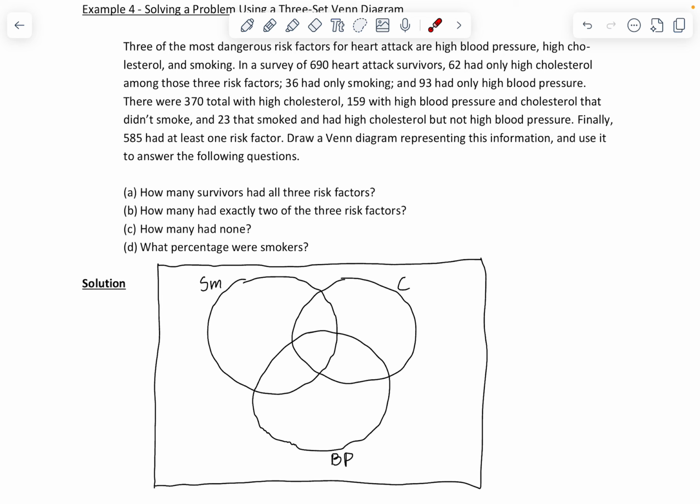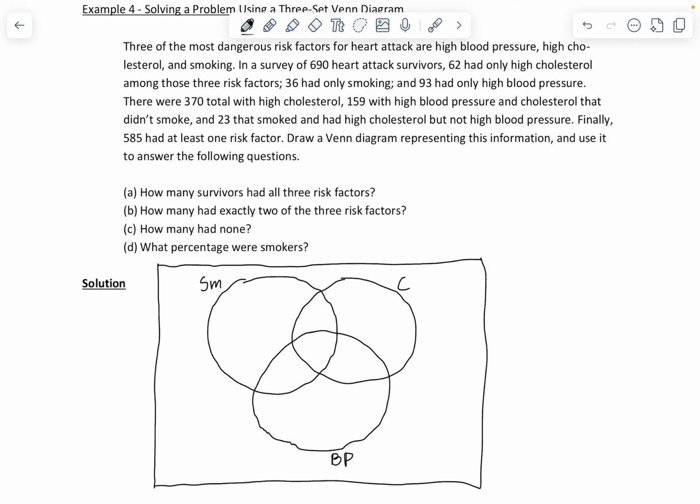3 of the most dangerous risk factors for heart attack are high blood pressure, high cholesterol, and smoking, in a survey of 690 heart attack survivors. Okay, let's pause there. That's the total, so the sum of all the regions has to add up to 690. Then it says 62 had only high cholesterol. Only high cholesterol means they had high cholesterol, but not either of the other 2 risk factors.